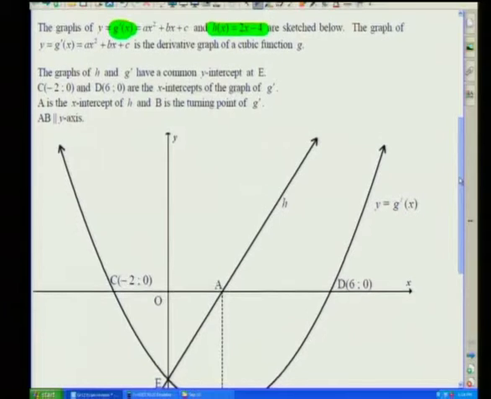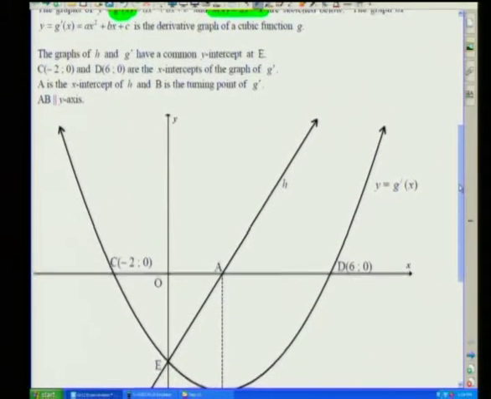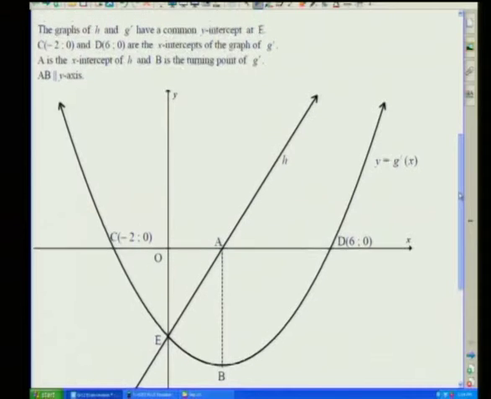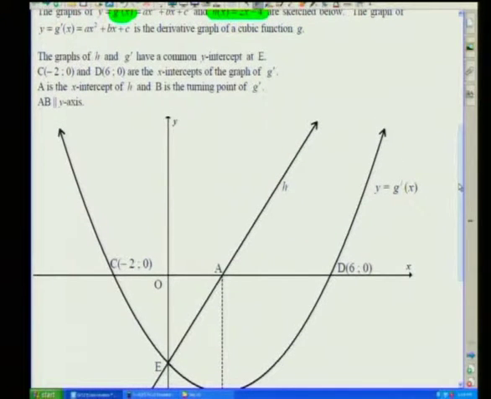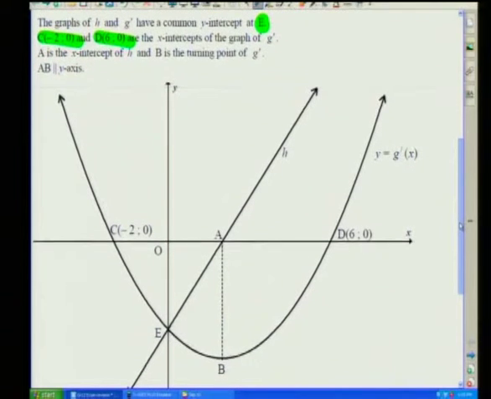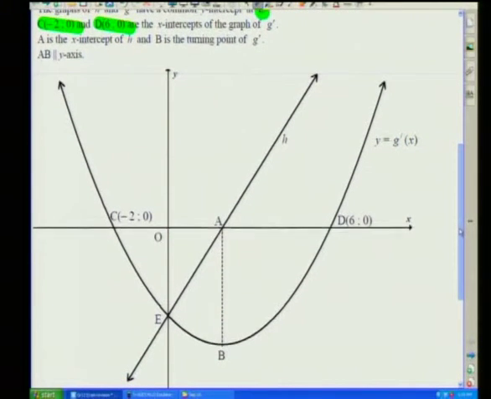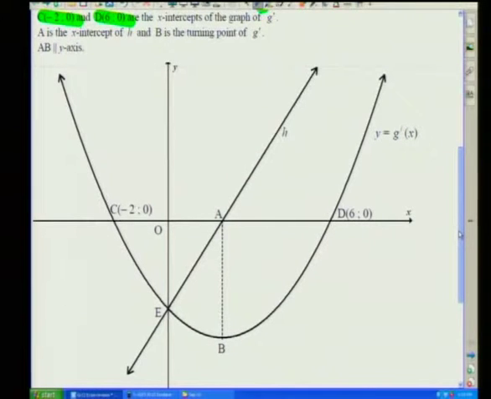And they tell you that the graph of g dash x, the derivative graph, is the derivative of a cubic function, but we'd already known that. Okay, they give you a few points. They tell you that they have a common y-intercept at the point E. C is the point (-2; 0), so that's one of the x-intercepts. D is (6; 0), that's another x-intercept. And A is the x-intercept of h, which is your straight line. B is the turning point of g dash, and they tell you that AB is parallel to the y-axis.